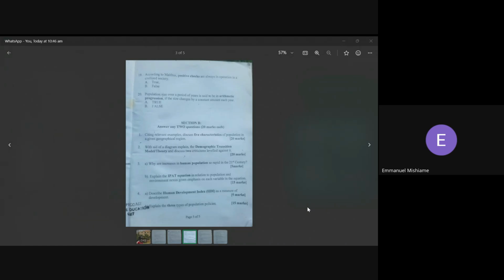Anyway, let's quickly go to question 2. With the aid of a diagram, I don't know how you are going to draw the diagram for me, but I want to see. Explain the demographic transition model.